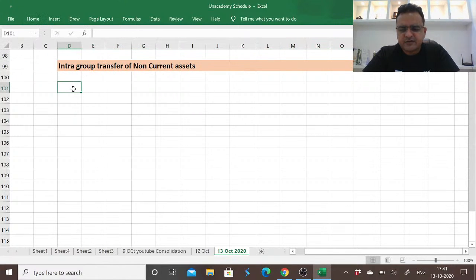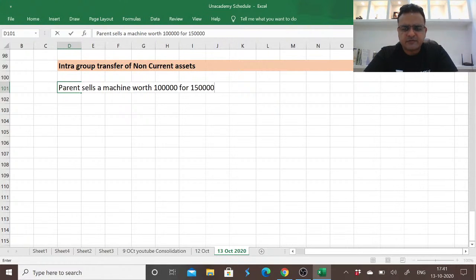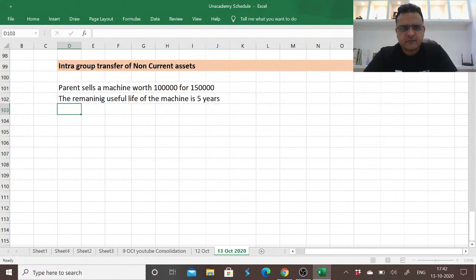In intra-group transfer of non-current assets, suppose the parent sells a machine worth 100,000 for 150,000. The remaining useful life of the machine is 5 years. It was depreciated at an amount of 20,000.